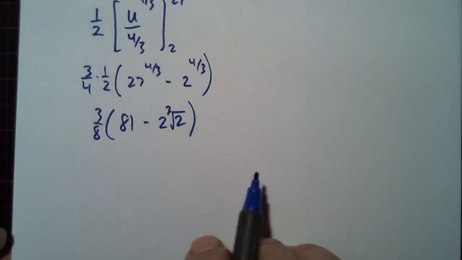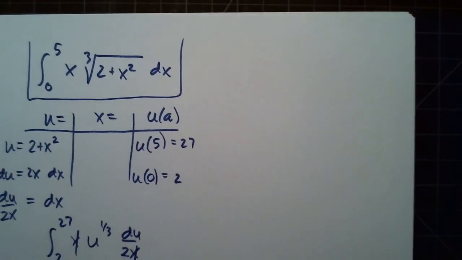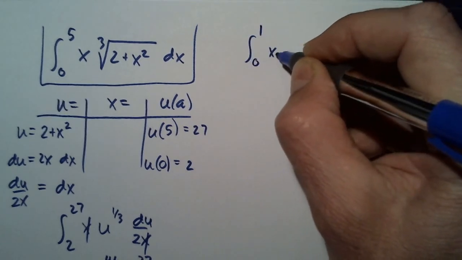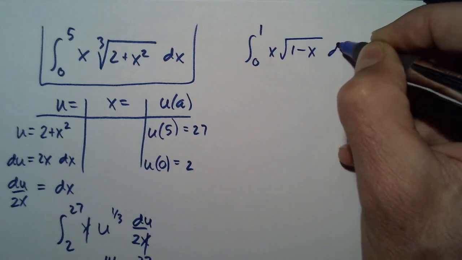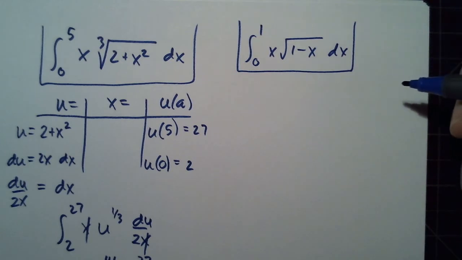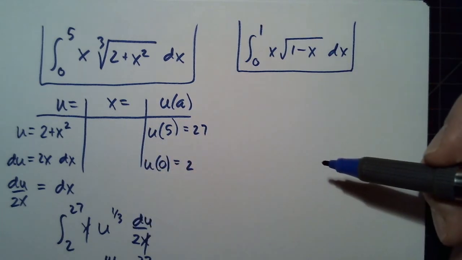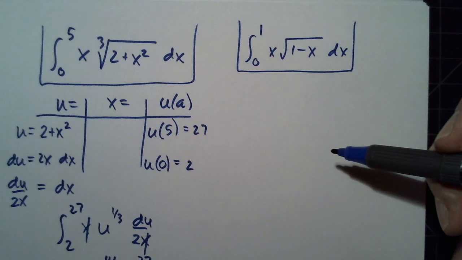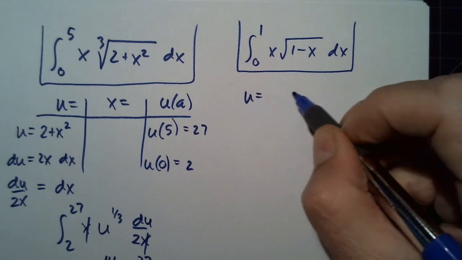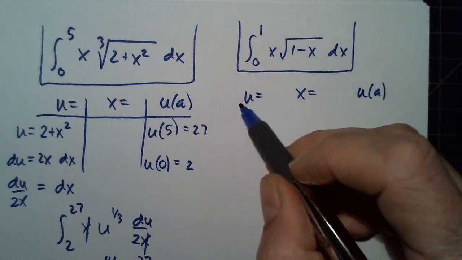All right, one more. So here we're going to have to use the x equals column. And I want you to just pause the video and try it. If you get stuck, then watch the video. So here's our last example. Pause the video and go as far as you can with that.